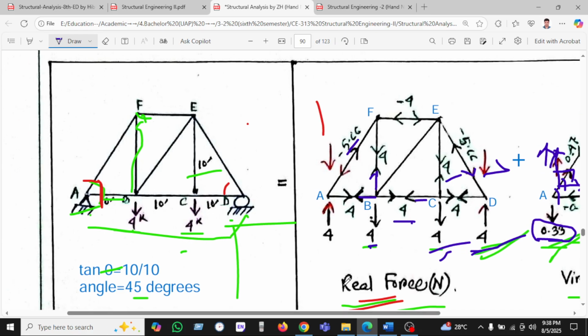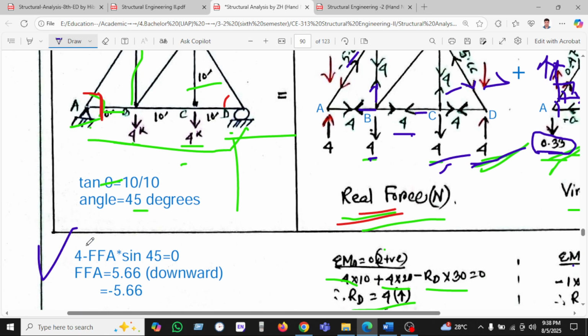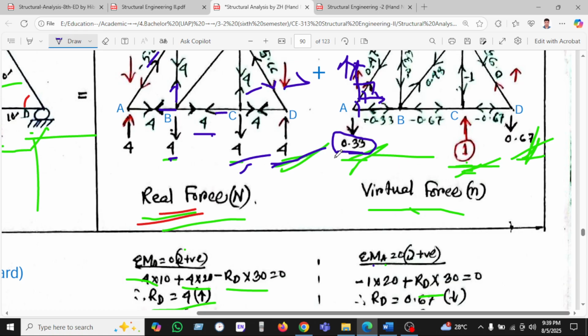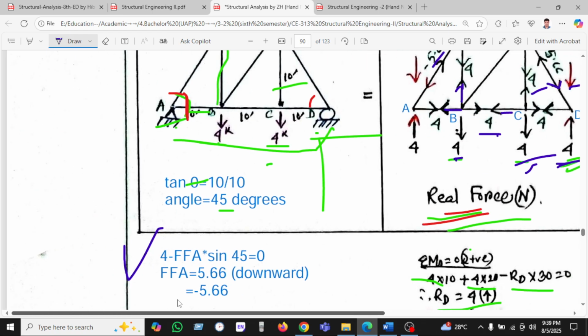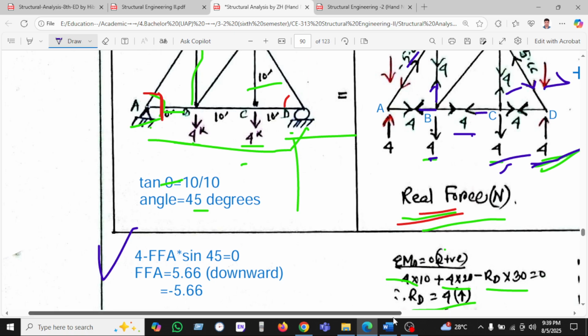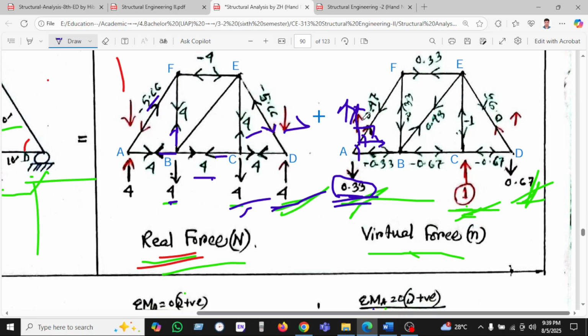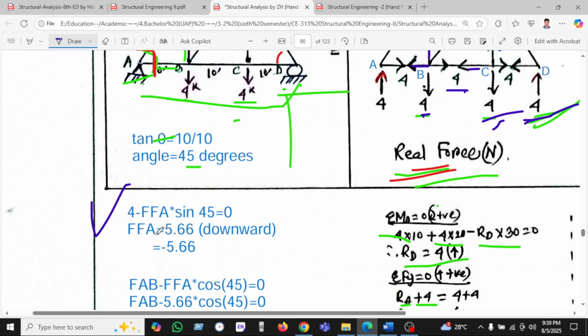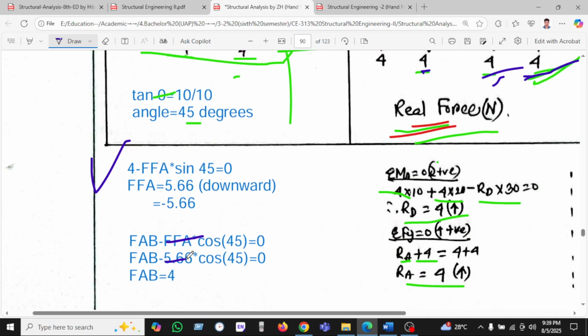But keep in mind, in this case we are putting 4 here, but when we calculate the virtual forces, it will be 0.33 instead of 4, and all the values will be the same, 0.45. So 0.45 will be found in this member. If we calculate for this member, the value will be the horizontal value of 0.45. So if we put 0.45 here, it will be 0.45.